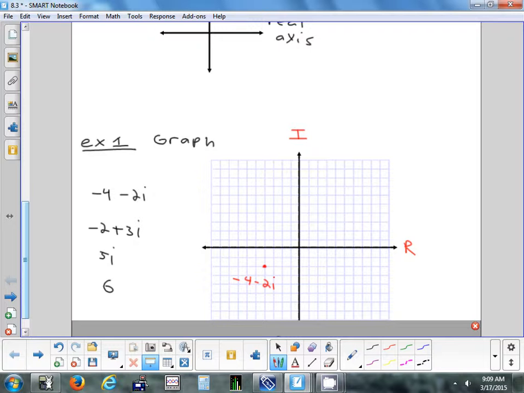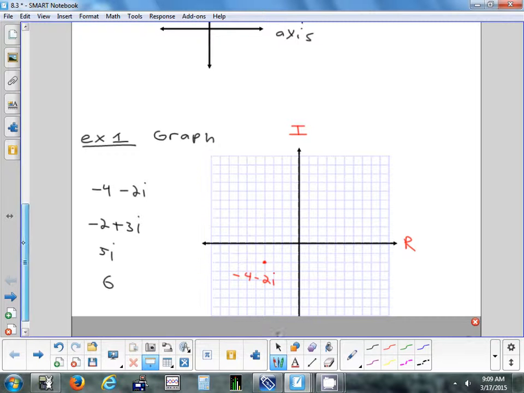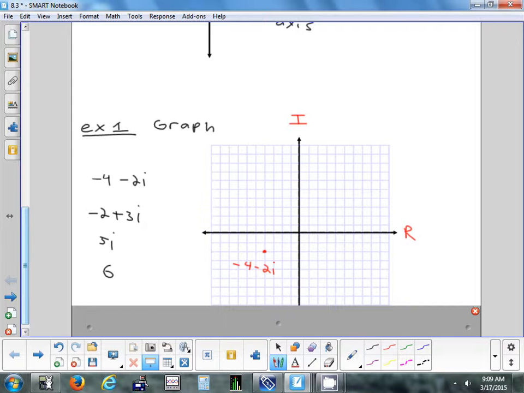Okay, Andrew, how would I graph the point -2 plus 3i? Go to the left 2, and go up 3. Left 2, up 3. So it's -2 plus 3i. Good. Okay, Silvio, how about 5i?